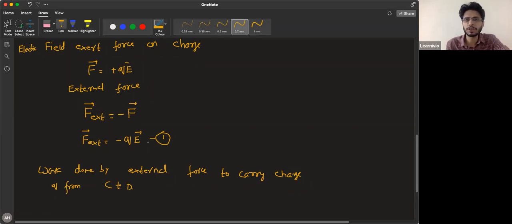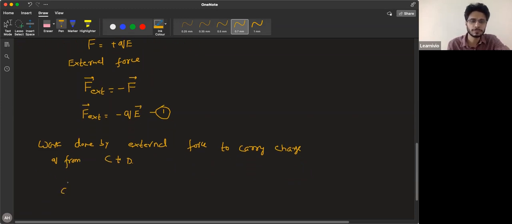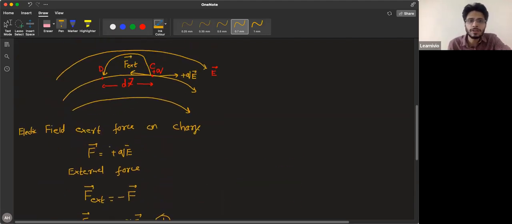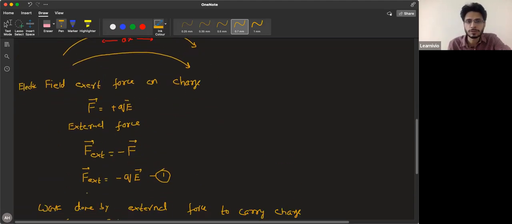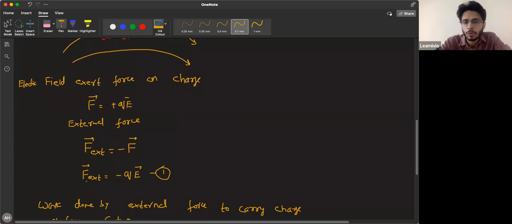Minashi, what will be the expression of the work done? dW equal to force in... See, from C to D, displacement is dx, and the force is this, F external. What will be the expression of work done, Minashi? Minus QE into dx. Yeah, good.